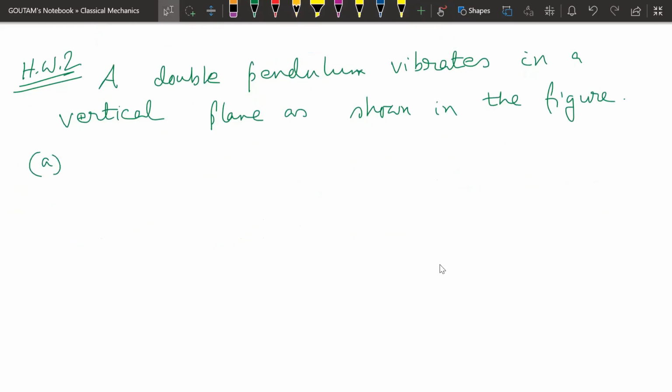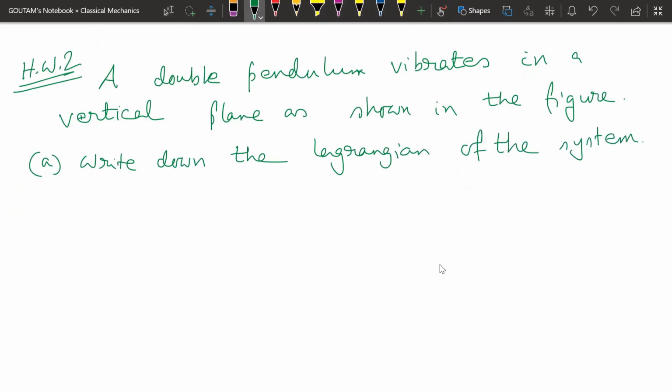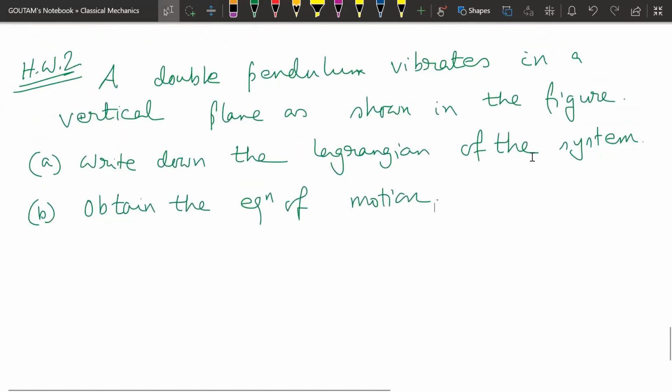So part A is: write down the Lagrangian of the system. And part B is: obtain the equation of motion. So we have a double pendulum. We need to find the Lagrangian and the equation of motion. I will do some intermediate steps and write the final solution. The rest of it you need to calculate by yourself.